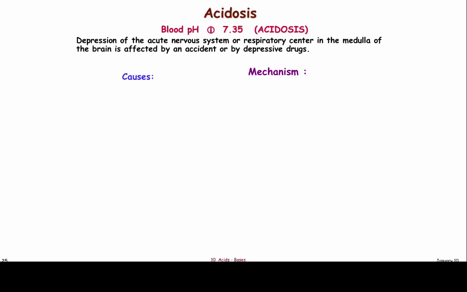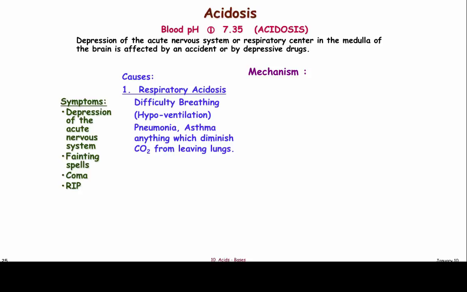So, what happens if your blood pH drops below 7.35? Well, then you have acidic blood, also called a medical condition called acidosis. What are the symptoms of acidosis? Well, it's a depression of the central nervous system. You have fainting spells or coma, and eventually you die. What are the causes? Respiratory acidosis.